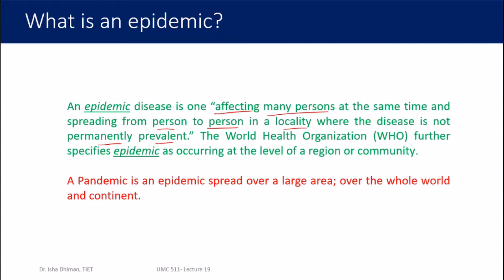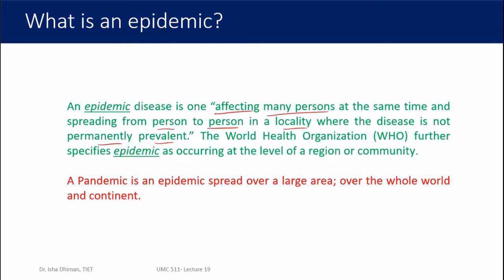So these depend upon how much time it stays and when does it die out. That depends upon the disease, but this is a general characteristic that it's not a permanently prevalent disease of that particular area or region. So that disease we call an epidemic, and obviously it's affecting a large number of persons at the same time.